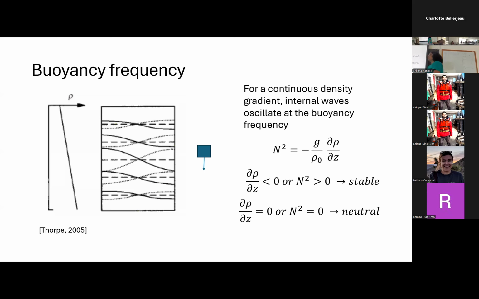And in the case where you have no density gradient, which is the case when you think of a classic mixed layer, this is a neutral situation. There's no buoyancy frequency there. It's no density gradient.